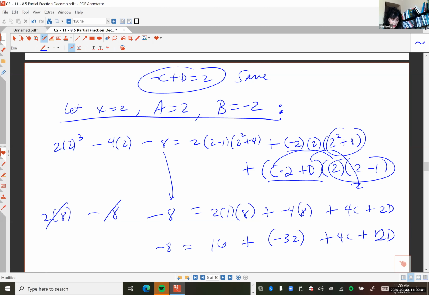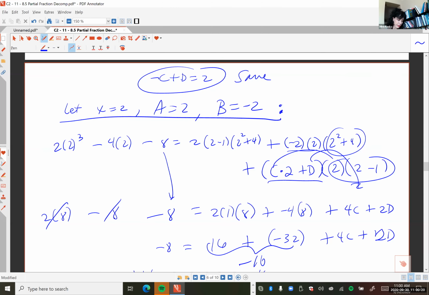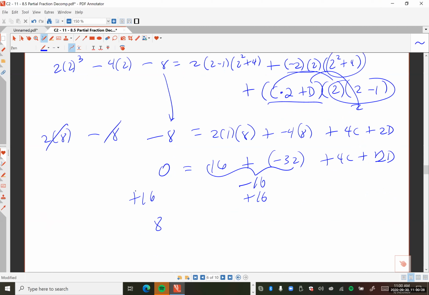Oh, this is just, yikes. But this is negative 16. How about if we add 16 to both sides to move him over? Professor, there's something over here. Sorry, I screwed up. This should be 0. Gotcha. Thank you. Yeah, this should be 0. My bad. So now we're going to add 16 to both sides.